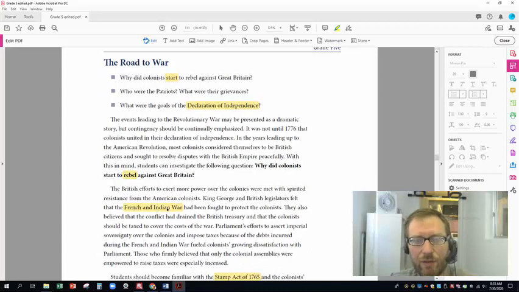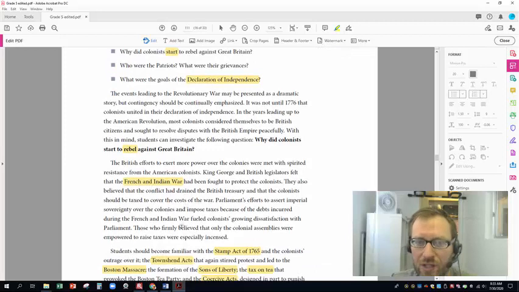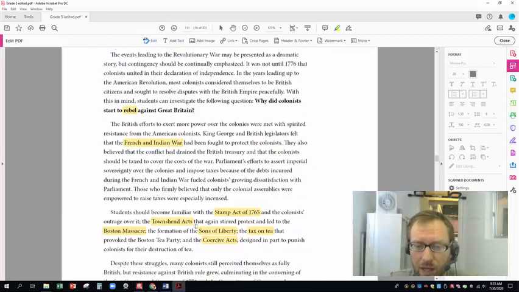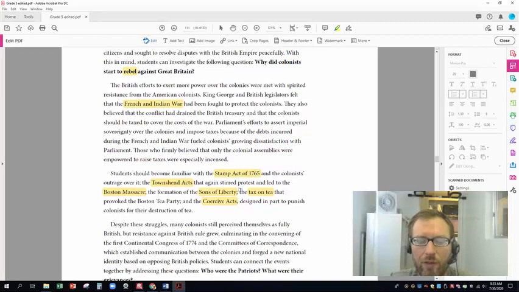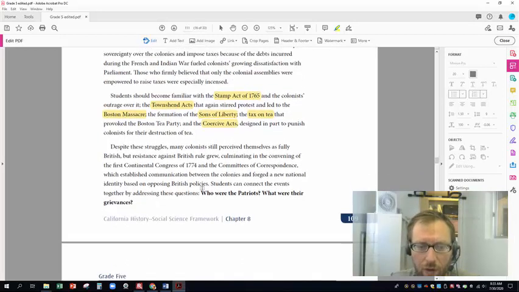And the main originating issue is the French and Indian War, which leads the British to pay more attention to the American colonies. Students then have to become familiar with a series of acts and laws from the British and then responses to those taxes and laws.